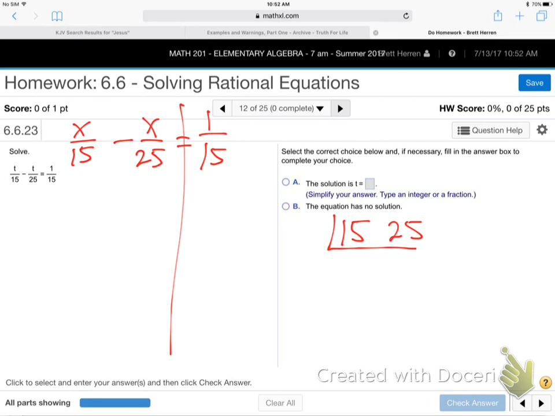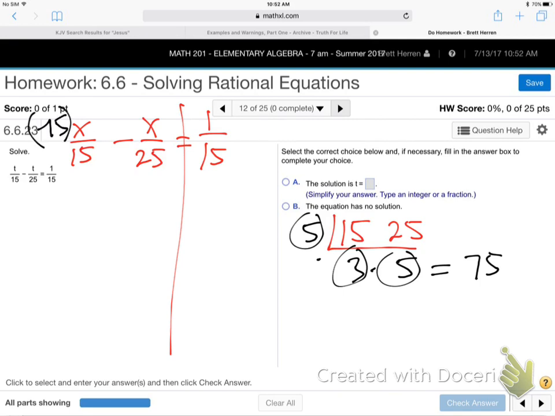What goes into 15 and 25? 5 does. 3 times 5. What goes into 3 and 5? Nothing. So multiply these guys together. 75. So 75 is the common denominator. What do you do with it? You multiply. 75, 75, 75. Over 1. These are all over 1.